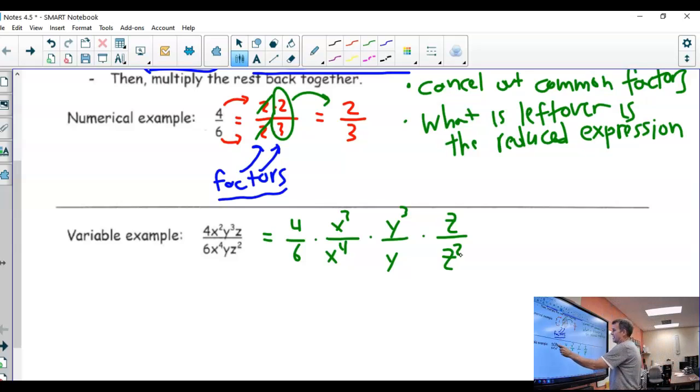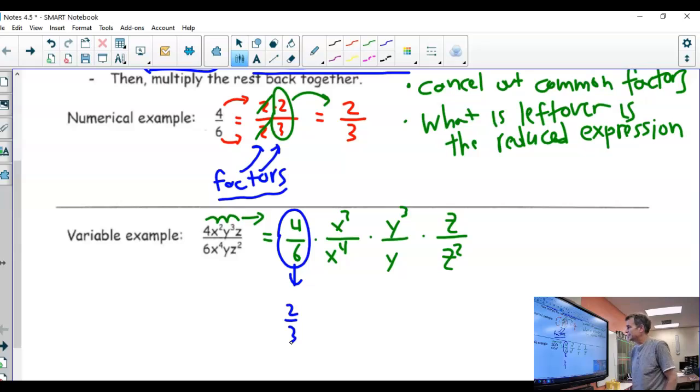So on top, I have 4 times x squared times y to the third times z, and here I've written it all out. And I did the same thing on the bottom. And now I want you to think about reducing these the way we just did the numerical example above it. So the 4/6, we've already done that one. It reduces to 2/3.